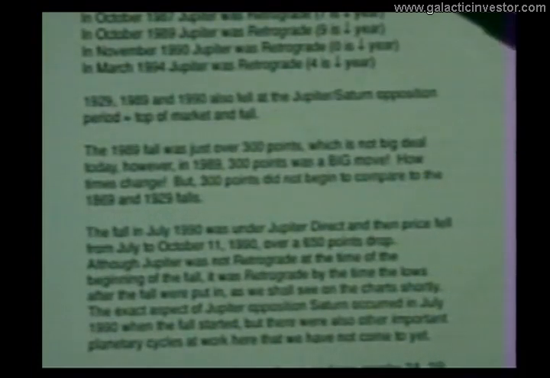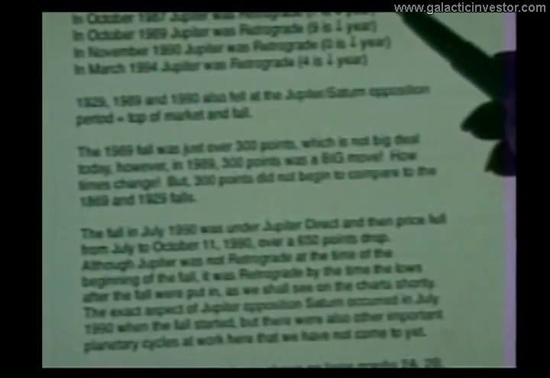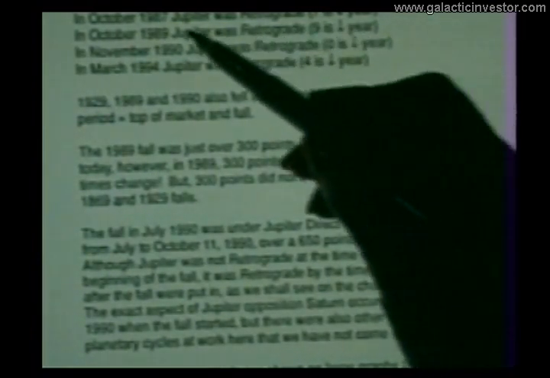These are periods that I'm just giving you right here just to study. In 1929, Jupiter was retrograde during the big fall. In 1987, Jupiter was retrograde during the big fall. In 1989, Jupiter was retrograde during the fall. In 1989, you had a fall, but it didn't compare to 1987. In 1990, Jupiter was retrograde in the fall, and in March 1994, Jupiter was retrograde in the fall. And you can say 1997, Jupiter was retrograde.